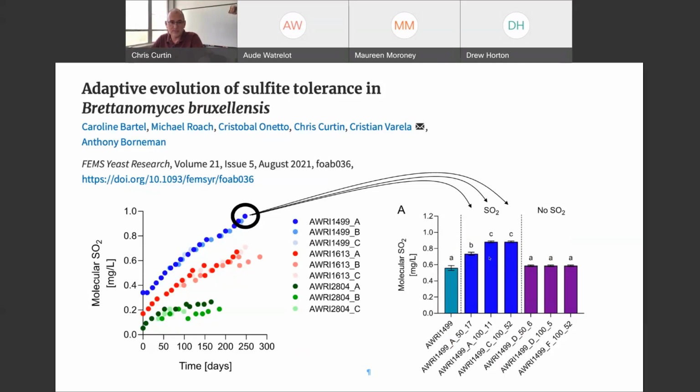So you can see these blue bars here correspond to wine A after this experiment. This bar here corresponds to wine A before that experiment. You can see that it already is pretty close to being able to tolerate 0.6 milligrams per liter or ppm of molecular sulfur dioxide. After the experiment, the isolates are tolerating much more, even above 0.8.